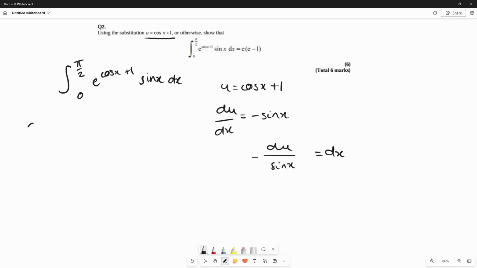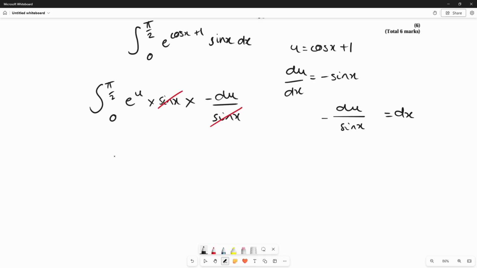So let's rewrite the integral over here. Pi over 2, 0, e. Because u equals cos x plus 1, we can substitute u for that, multiplied by sin x, I'm going to write the multiplied sign, multiplied by minus du over sin x. Something we can do now is, because we have something divided by sin x, multiplied by sin x, we can cancel them out because they'll multiply to equal 1. So this is the integral we've got now.